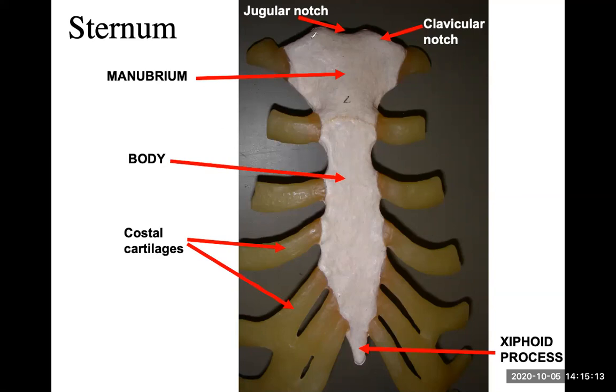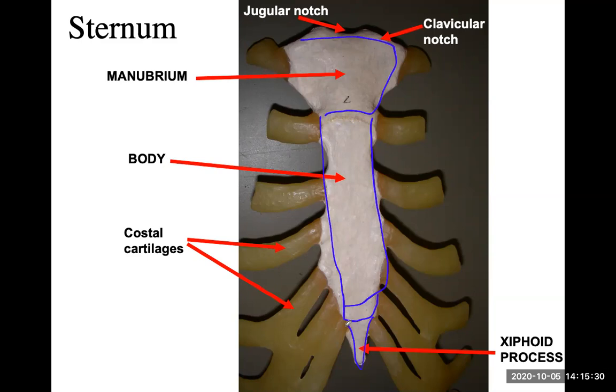The top portion is referred to as the manubrium. So it's this piece. You have the elongated midsection, basically this section, which is called the body. And then this cartilaginous end, which is called the xiphoid process.